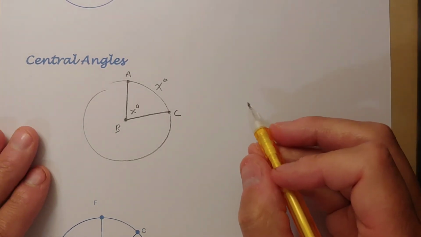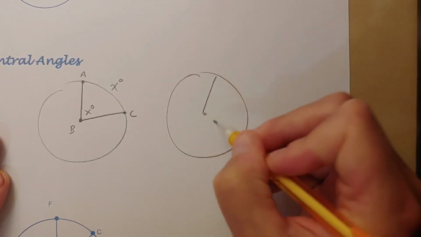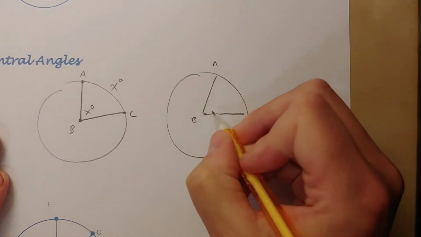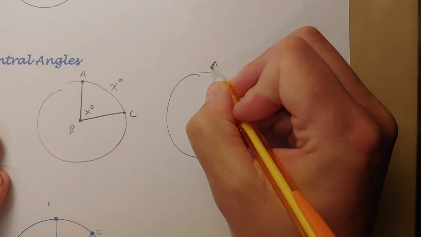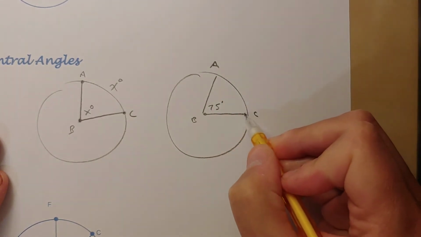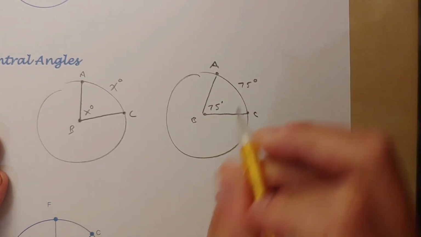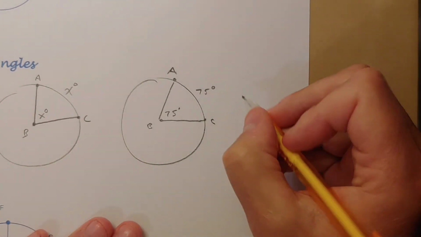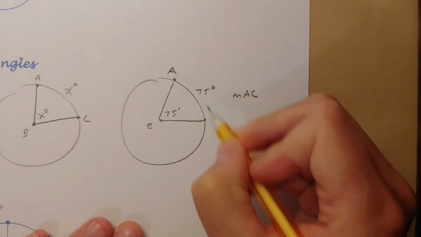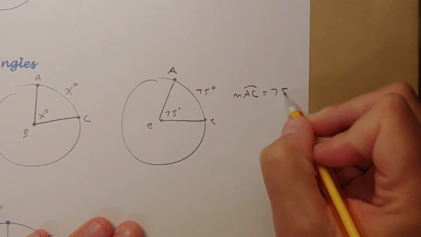So for example, if I had this same picture, there's my central angle, point A, point B, point C, and someone told me that this angle right here is 75 degrees. I would automatically know that this arc AC, from this point to this point, also has a measure of 75 degrees. And the way we would write that is we would say the measure, lowercase m, of arc AC. So we use AC and we put a little arc over the top. The measure of arc AC is equal to 75 degrees.